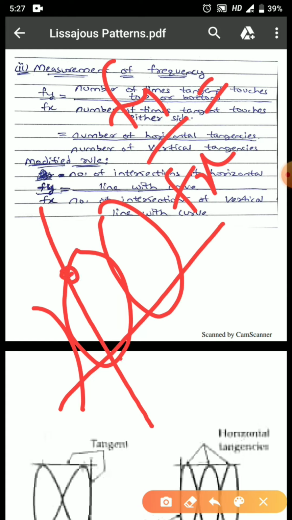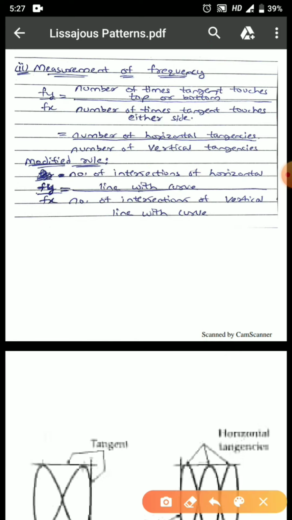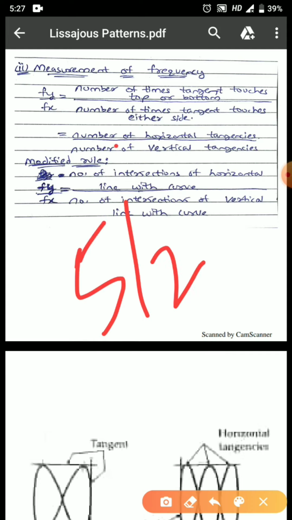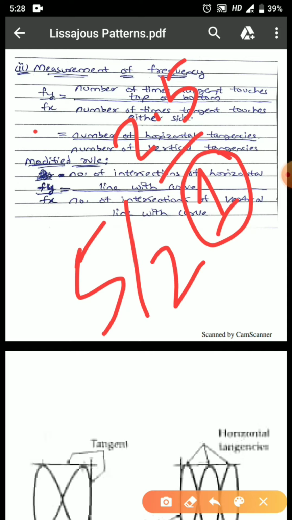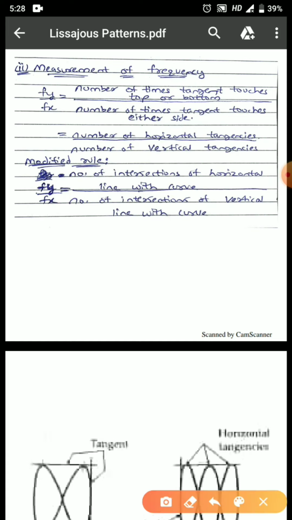Here I can see horizontal, it is intersecting 2 times. Now here I can see 1, 2, 3, 4, 5 times it is intersecting, and it is intersecting 2 times. So the value that I'll get is 5/2. So here I can clearly make out the ratio is 5/2, or I can make it to be 2.5:1. So it means that if the one value is 50 hertz, then 125 hertz will be the value of the signal which is to be measured.